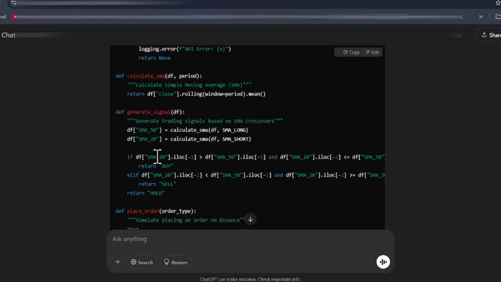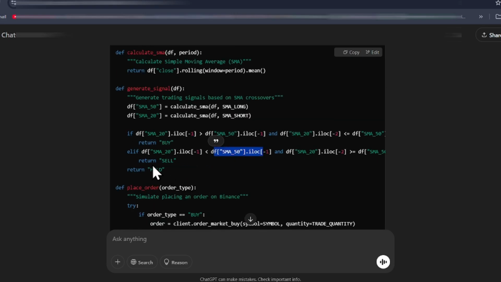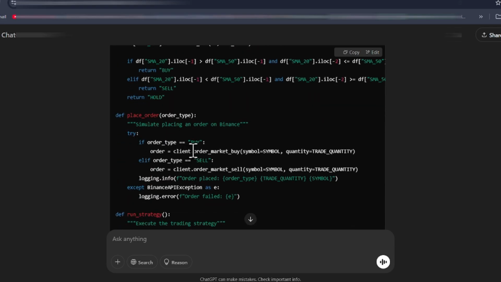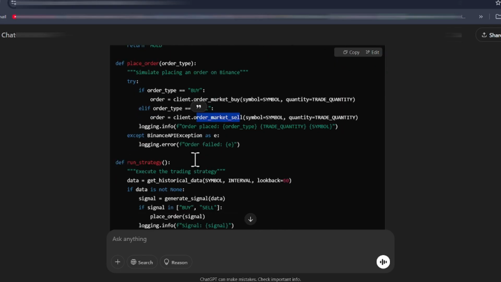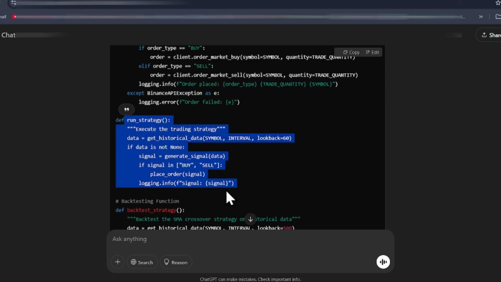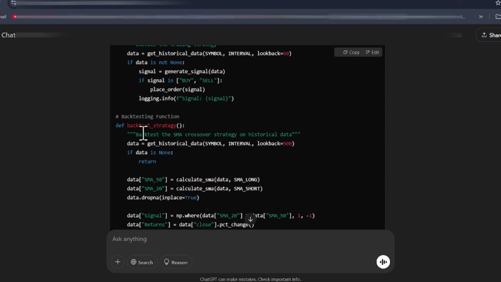If the 20 moving average is larger than the 50, then what should they do? Alright, they buy, and if the 20 moving average is lower than the 50 moving average, they sell, otherwise they return hold. Then they place an order. They put a market order if there is a buy signal, and a market sell order if there is a sell signal. And you can see the run strategy function running. So here's the backtest part.